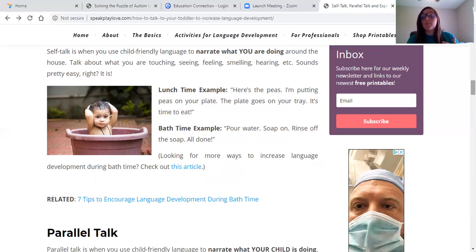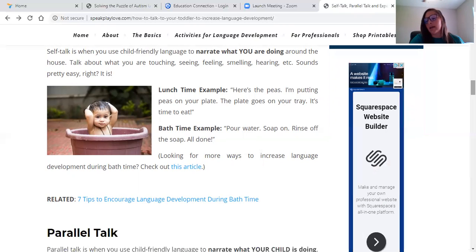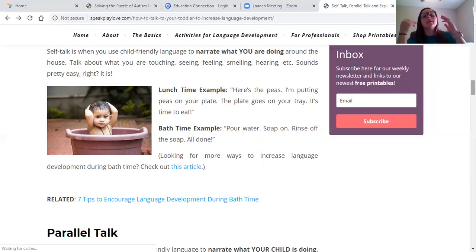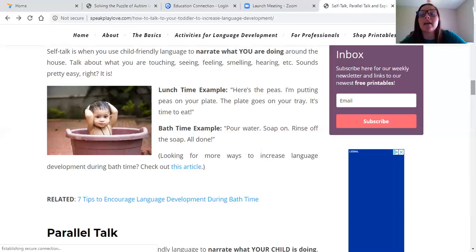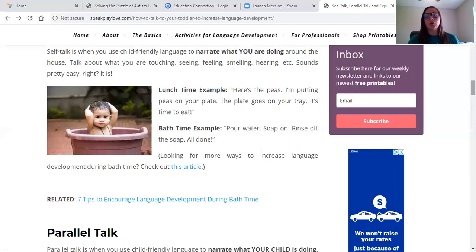They give the example of lunchtime or bath time, and that's great because what you're wanting to think about is those daily routines that your kids are doing. For lunchtime, they're giving them peas, so they're saying, here's the peas. I'm putting the peas on your plate. This plate goes on your tray. It's time to eat. If you're going to use an alternative system, maybe like a core board, instead of saying, here's the peas, I'm putting the peas on your plate, you could say, put on, go in, or ooh, this is different than what we ate yesterday. I'm putting something different on your plate, or things like that to narrate what you're doing.